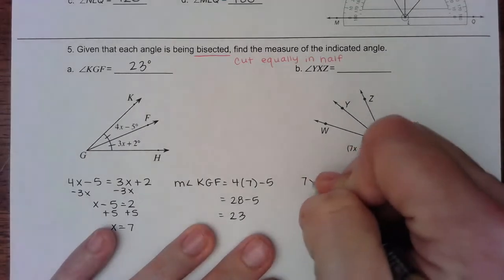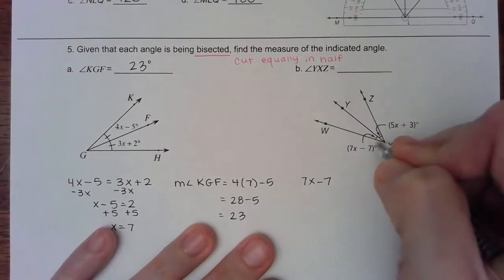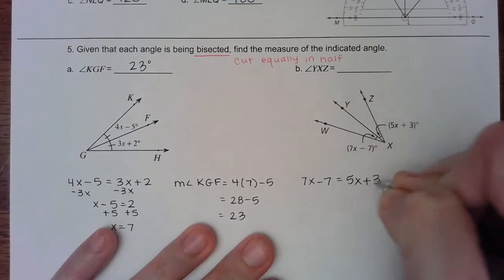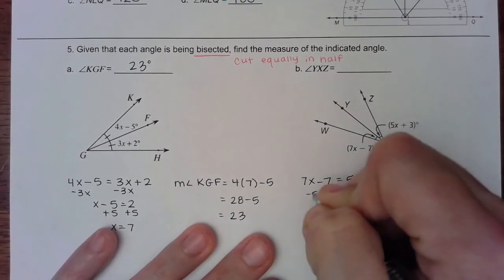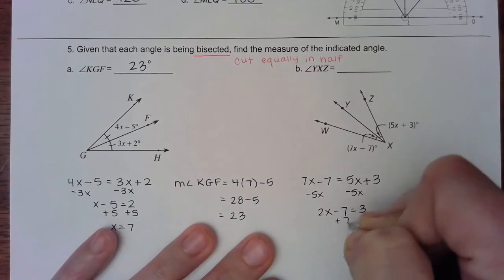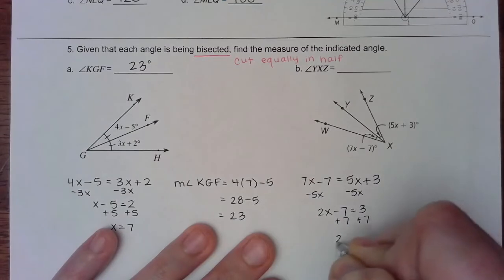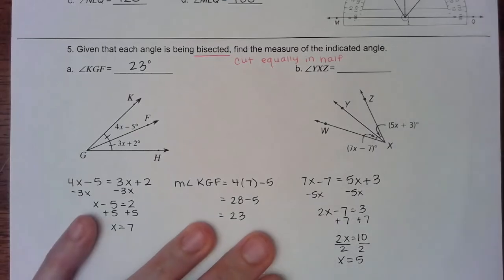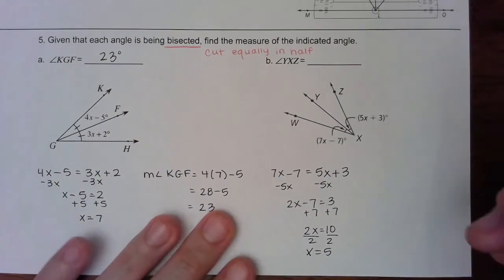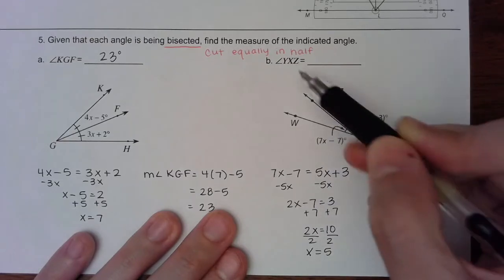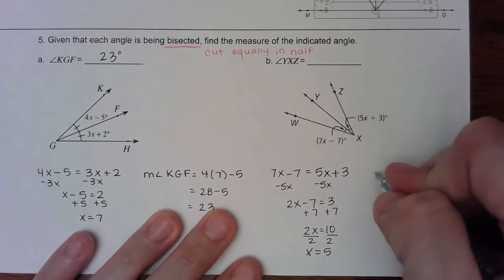So for this one, I'll say 7x minus 7, this piece, is equal to 5x plus 3, and I'll start by going through and solving for x. Remember, there's lots of different ways you can solve for x. This is just one way. And so on this one, when I solve for x, I'm going to get x equals 5. And then I'm being asked to find the measure of angle YXZ. So it's this piece that I'm looking for.